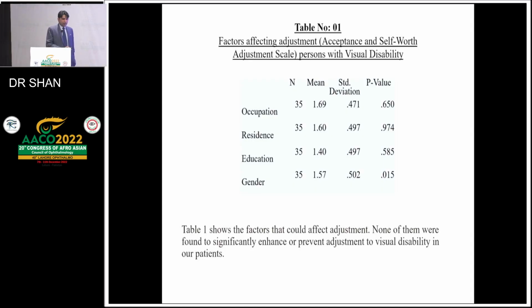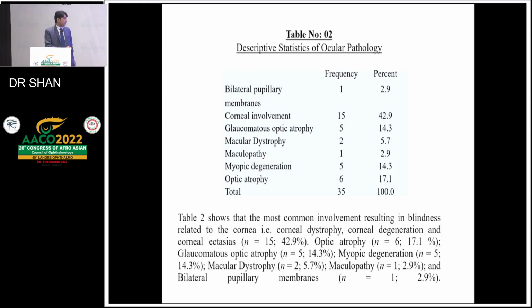Results. Factors that should affect adjustment, none of them were found to significantly enhance or prevent adjustment to visual disability in our patients. The most common conditions resulting in blindness were related to the cornea: corneal dystrophy, corneal degeneration, and corneal ectasia.